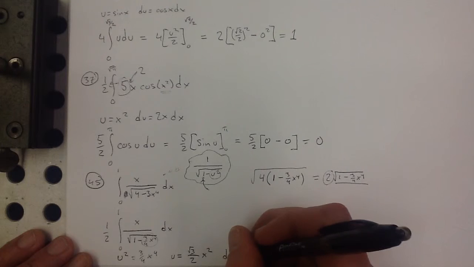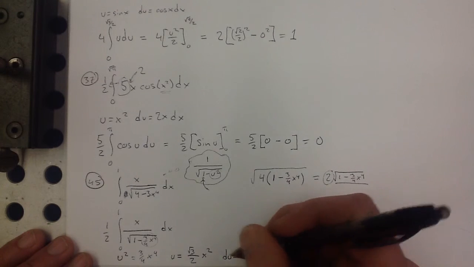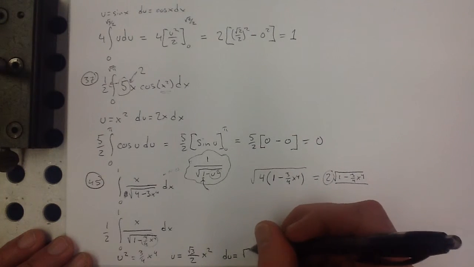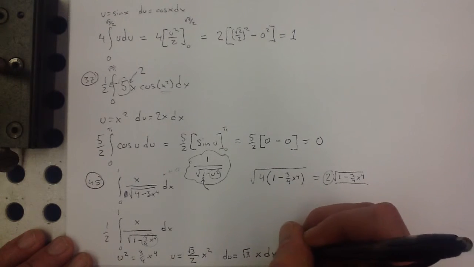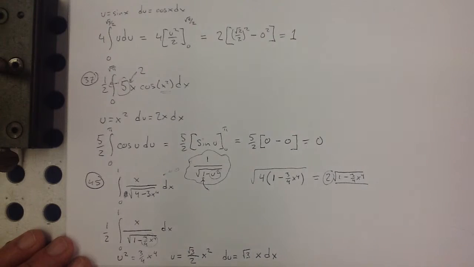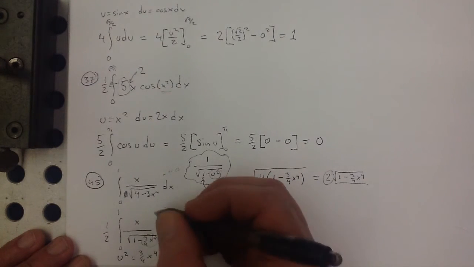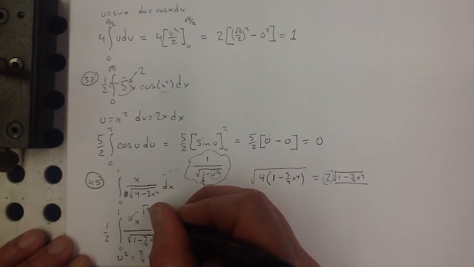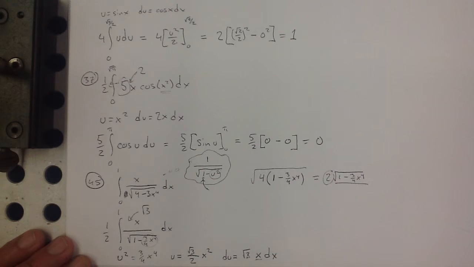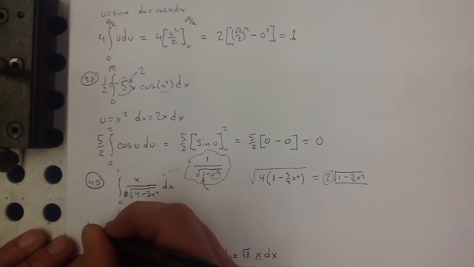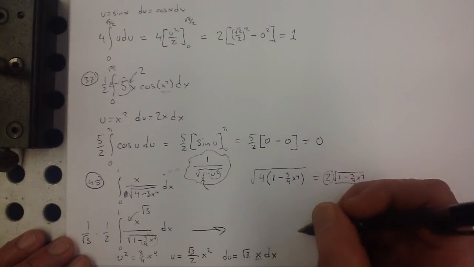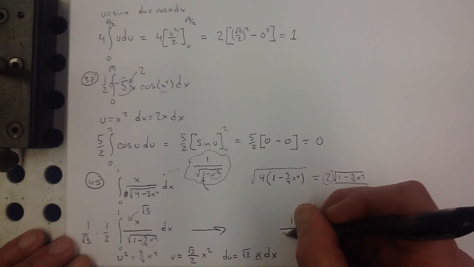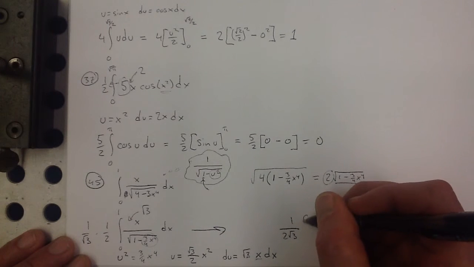And then the du would be equal to, taking the derivative of that, the square root of 3 times x dx. So it looks like what I need here is a square root of 3 here. I've got the x, right, so that's good, which would mean I would need a 1 over the square root of 3 on the outside. Alright, so rewriting this now, I have 1 over 2 square roots of 3.